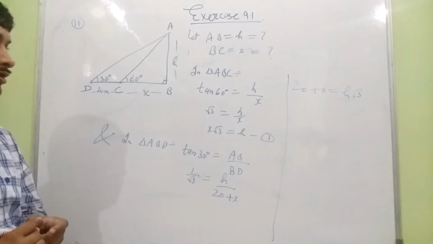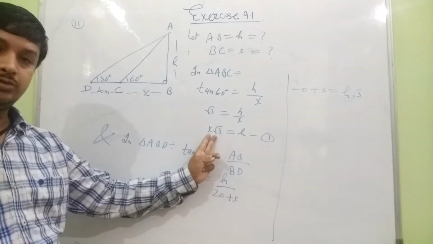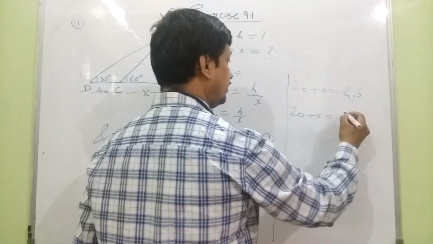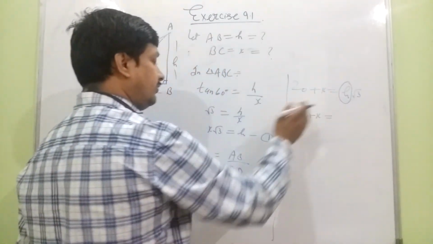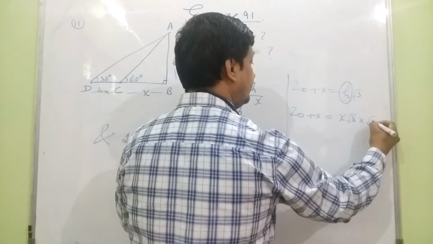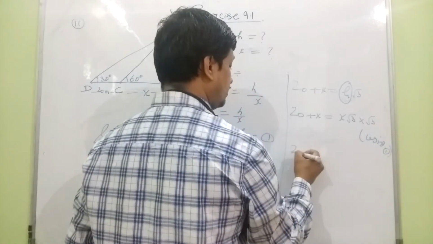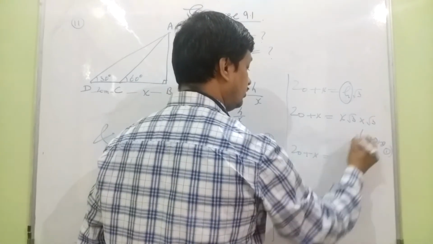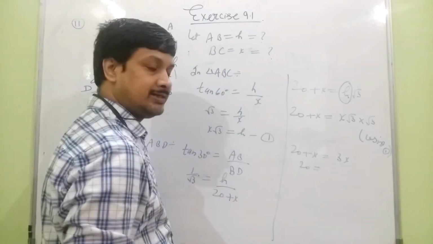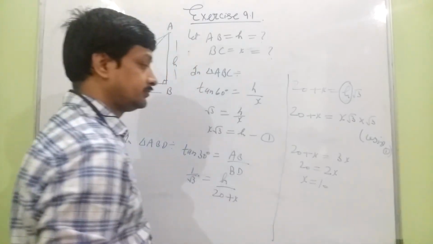Okay. Now what to do? Now use equation 1. You can write H equal to X root 3. So put the value of H here, using equation 1, as X root 3. And root 3 is already here. So 20 plus X equals root 3 into root 3, that is 3X. So 20 equals 3X minus X, giving 2X. So X is 10.